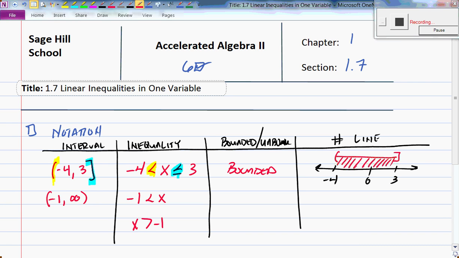I think you're going to find it easier if you represent inequalities with your variables on the left-hand side. We'll talk about that in a minute. Okay, bounded or unbounded? What do you think? Unbounded. Yeah, this is unbounded, right?